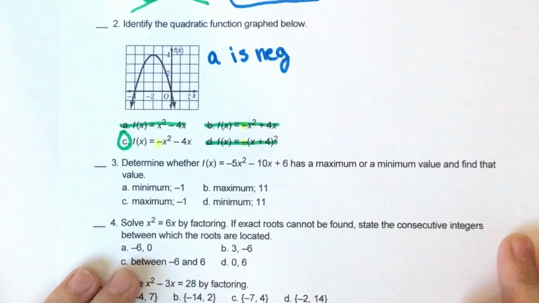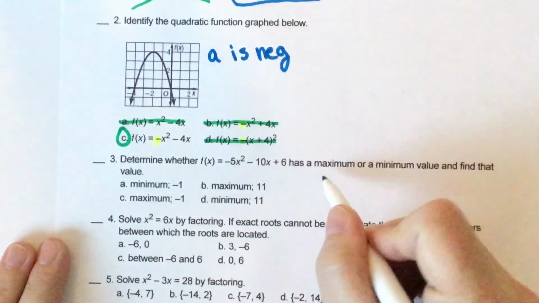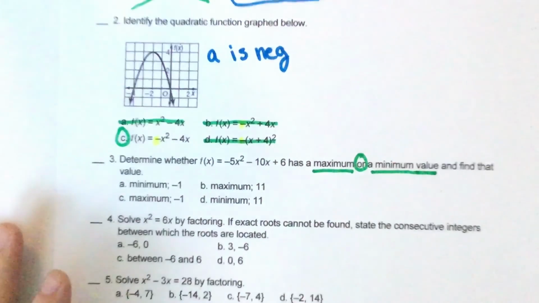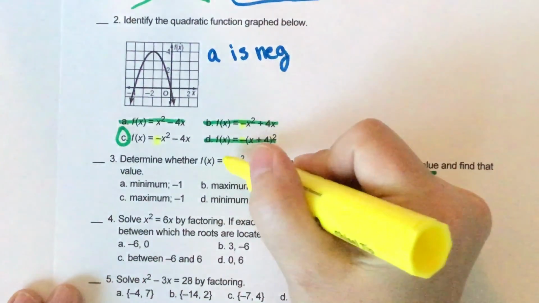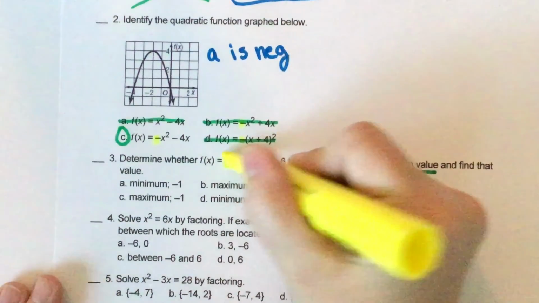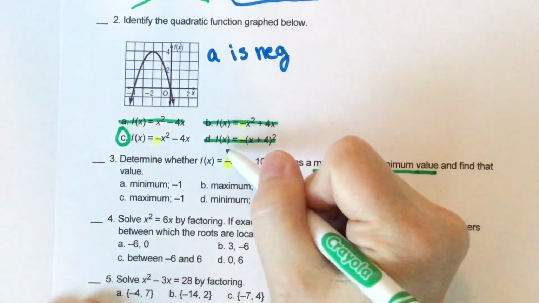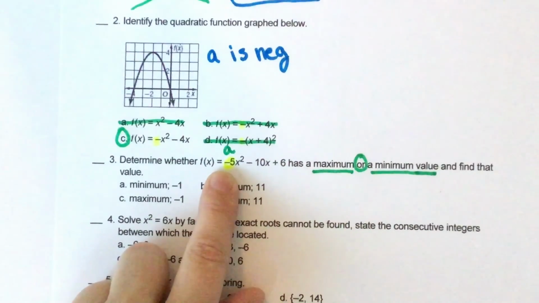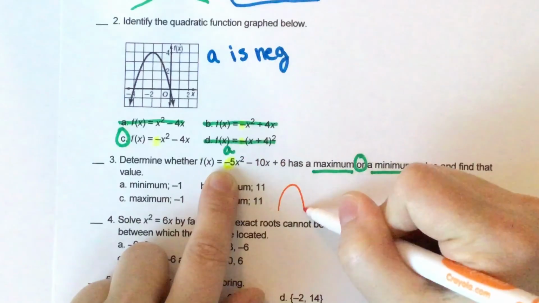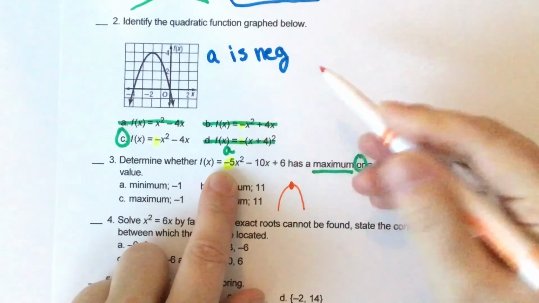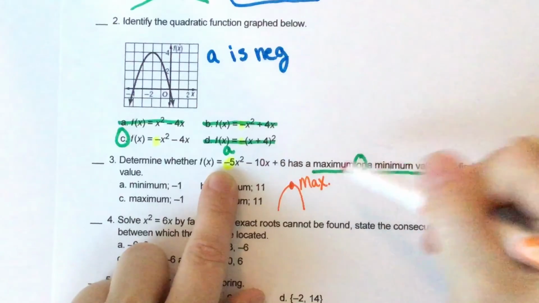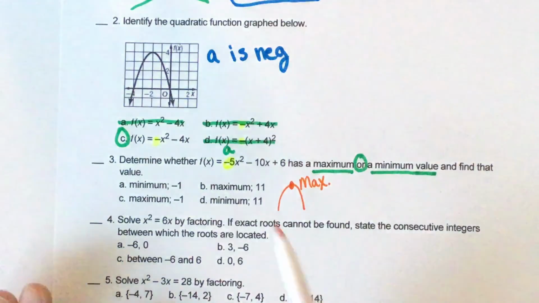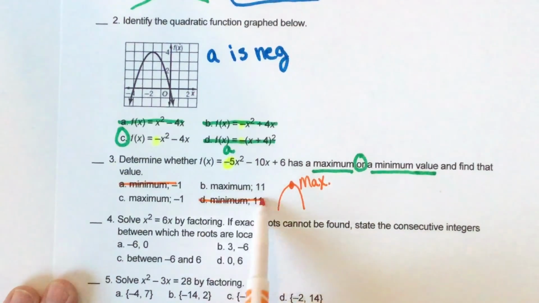Next one up. It says determine whether this equation has a maximum or a minimum, and then we're going to find that value. This all depends on our A as far as whether it's a max or a min. Remember, A is the number in front of the x squared. If A is a negative number, the graph opens down. If a graph opens down, the vertex is the highest point of the graph, making it a maximum. So I need this to say maximum. Who can we get rid of? We can get rid of A and we can get rid of D.